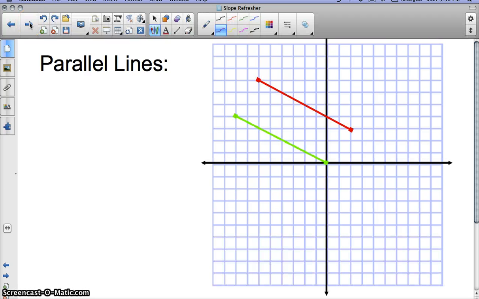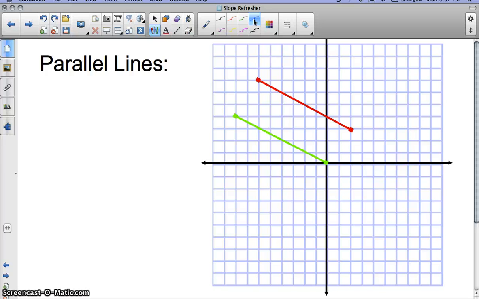Parallel lines. Everybody can always tell me they look like this, and they show me a picture like what I've got on the side here. Well, there's more to it. Parallel lines, everybody knows, they'll never intersect. And why is that? What's the same about these parallel lines? Well, if you said slope, you get a gold star for the day.